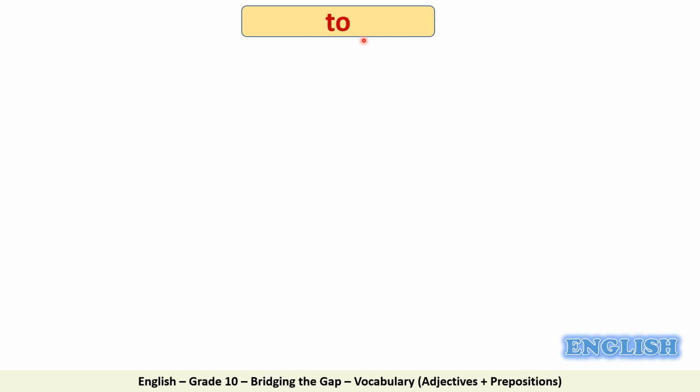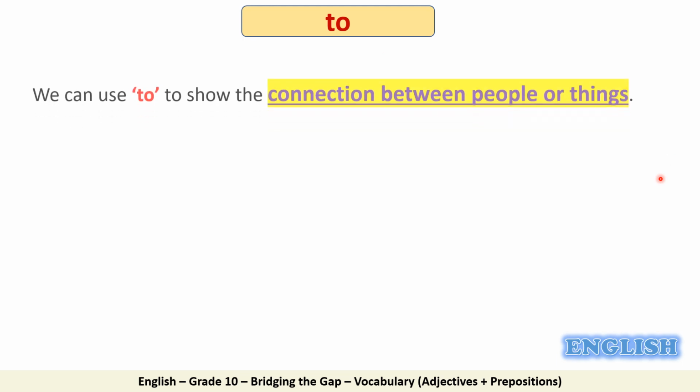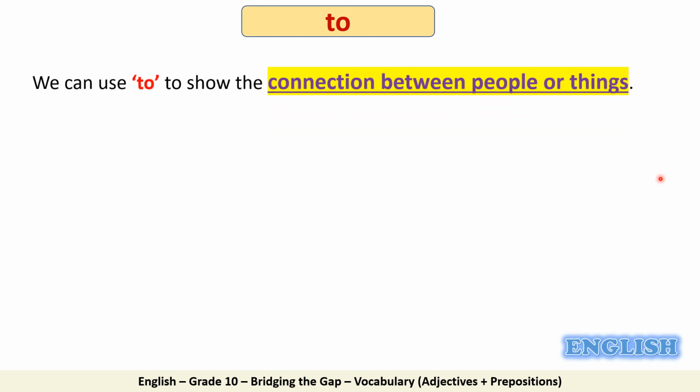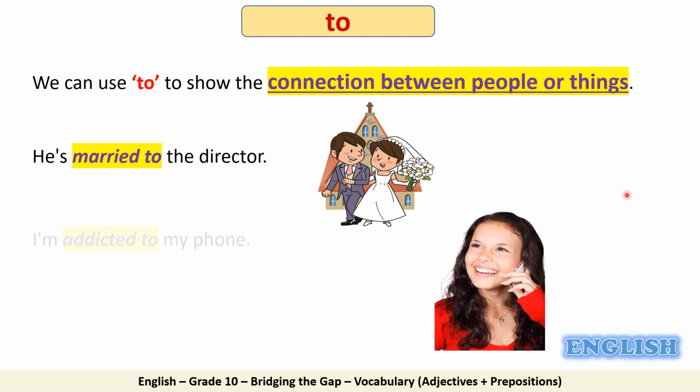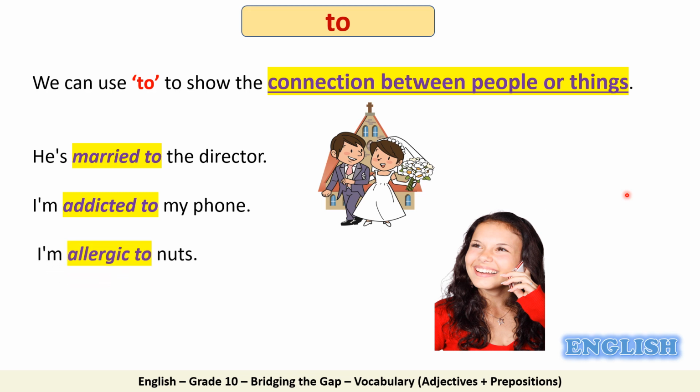We saw in the previous two slides how some prepositions follow certain adjectives. We can use to show the connection between people or things. He's married to the director. I'm addicted to my phone. I'm allergic to nuts. You can clearly see in these sentences the adjectives are followed by prepositions that show connection between people or things.